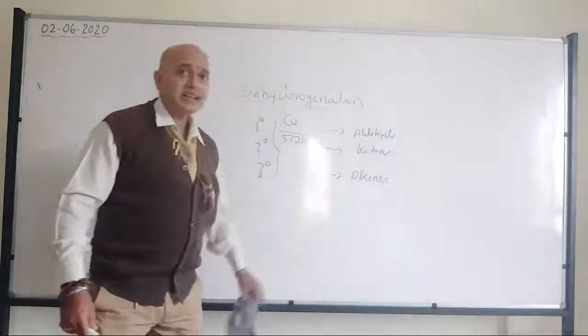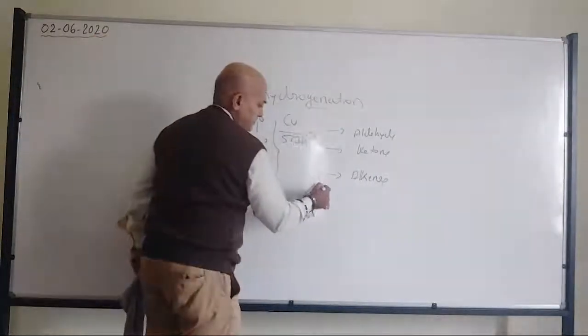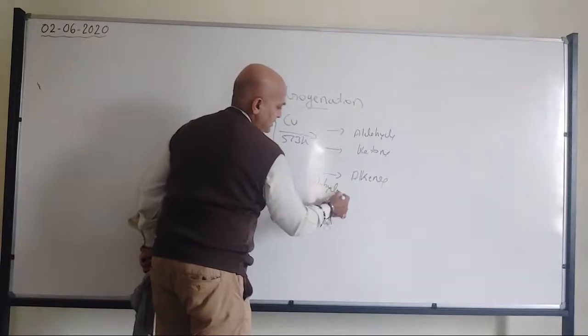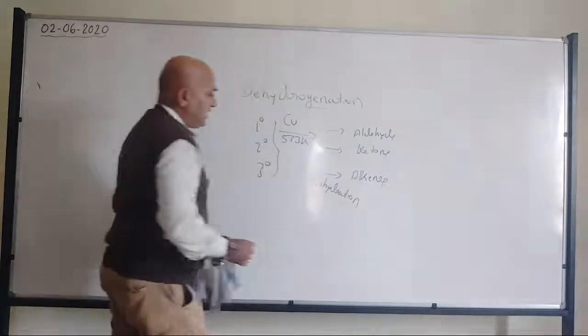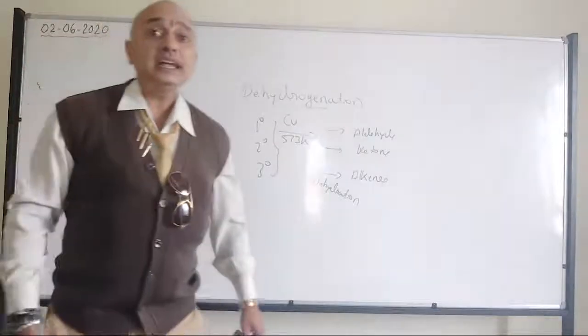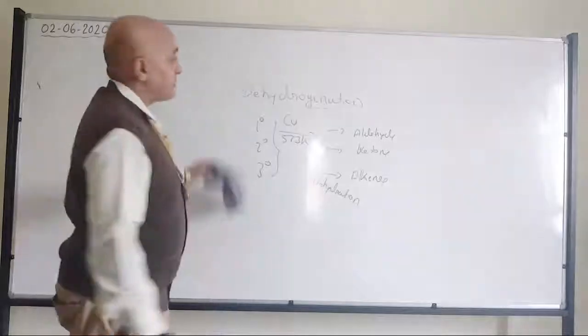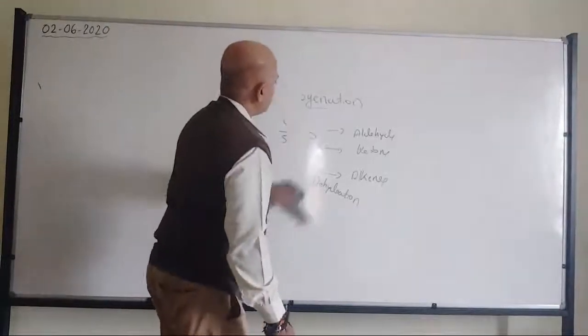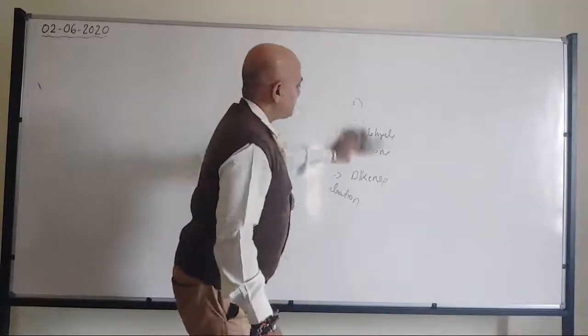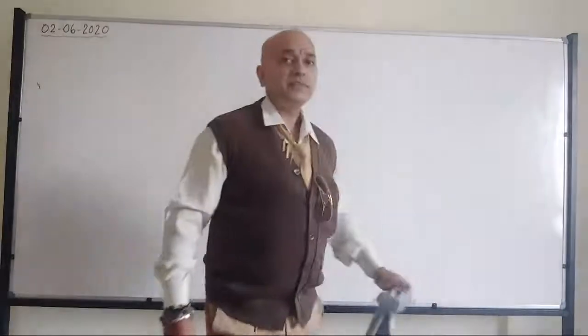So why are alkenes getting formed? That is due to dehydration, not due to dehydrogenation. So tertiary alcohol will prefer dehydration rather than dehydrogenation. You have to remember. So these are some of the reactions what we have discussed in the last class. Okay? Any doubts?